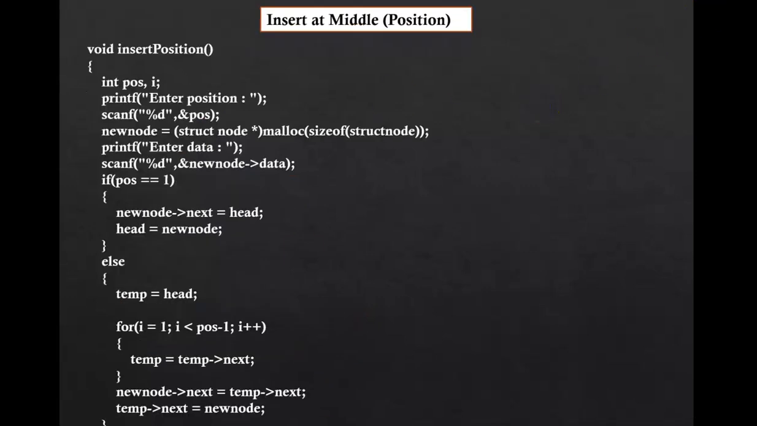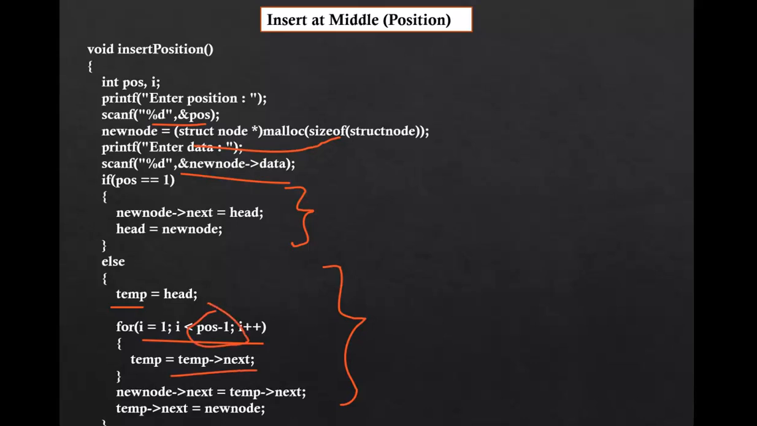So how should I write the code? First, get the position from the user, do the malloc, and then read your data. If position is equal to 1, you are inserting at the beginning. If position is not equal to 1, again use temp and a for loop. The for loop runs till position minus 1. So move to that particular position using temp and then insert the node at that position.